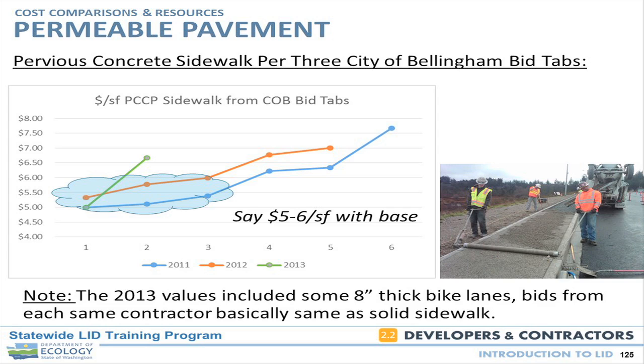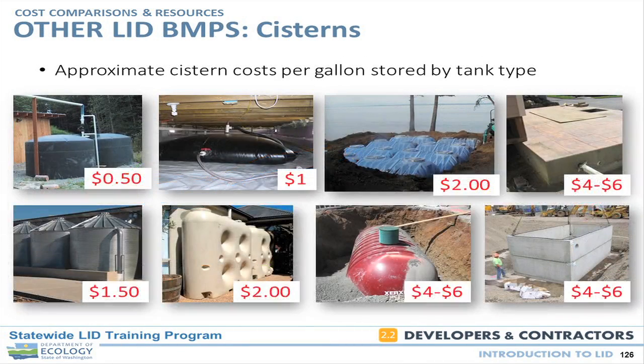I drew the cloud around that lower part of the curve because it seemed like for their in-place costs of pervious cement concrete pavement sidewalk, which they do, you can see there, some of them included some extra thick pavement because some bike lanes were actually included in the bid for the sidewalk. But I think if we squint at these things, we see that it's basically $5-6 a square foot in place with the base. What cistern costs, storage costs are.